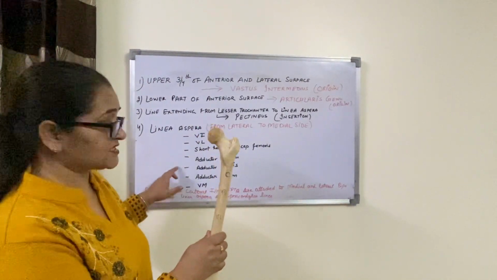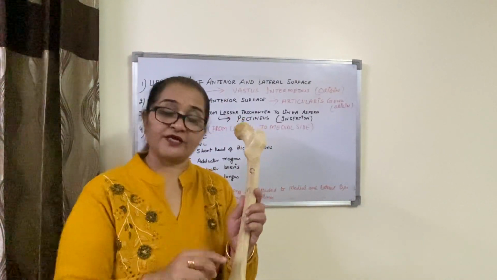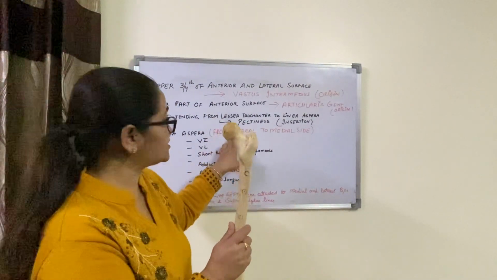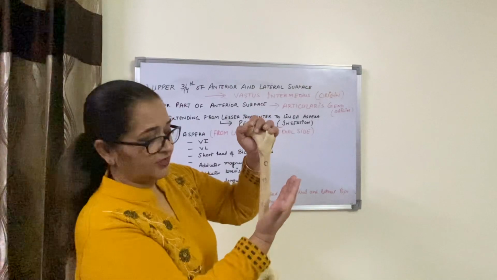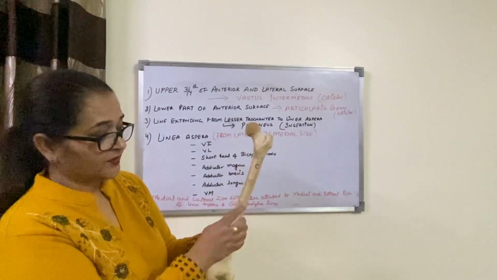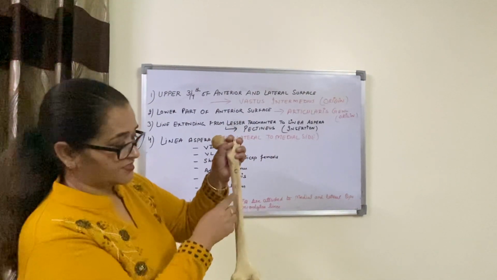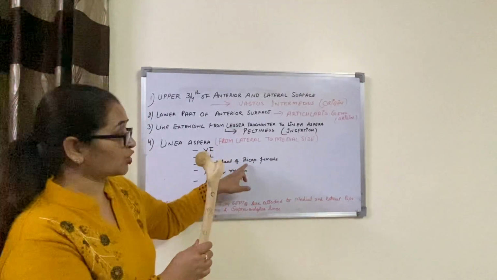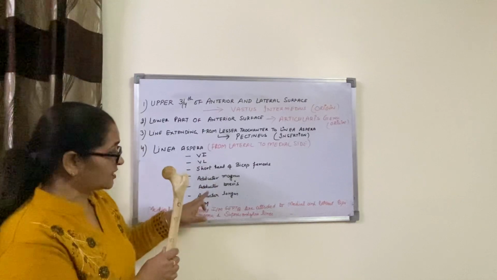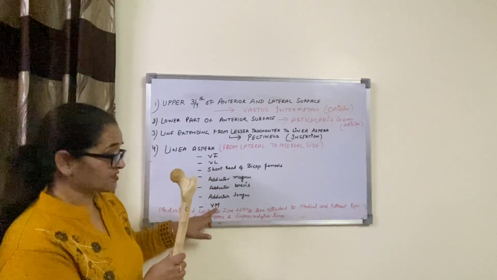What are the different muscles? That is a very important viva question. So what are the structures attached to the linea aspera? Now from lateral to medial side, what are the structures attached to it? That is vastus intermedius. Clear? Then comes the vastus lateralis. Then comes the short head of the biceps femoris. Then comes the adductor magnus. Then comes the adductor brevis. Then comes the adductor longus. Then comes the vastus medialis.